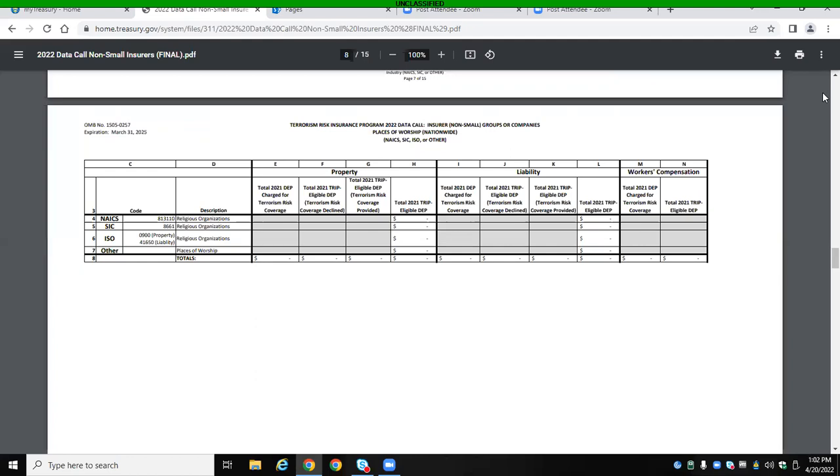For the workers' compensation element, NCCI, California WCIRB, and New York Bureau can provide this information as well, so you don't need to fill out those particular fields here at the end of the form.